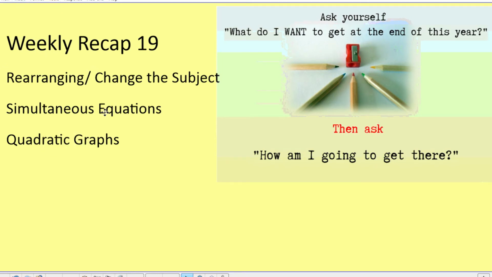This week we are looking at rearranging and changing the subject, simultaneous equations, and quadratic graphs. Okay, so it's a bit algebra heavy, and this is probably the most difficult algebra that a lot of us struggle with. But if we follow the instructions that we're going to go through, maybe work through some of the examples, and obviously do a lot more practice, you will hopefully grab this concept and be able to reproduce it in the exam.